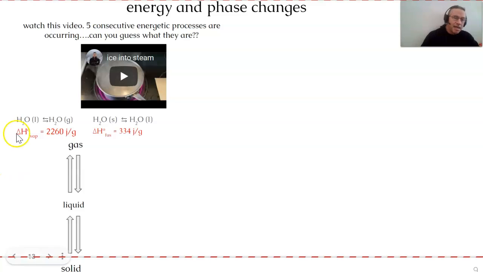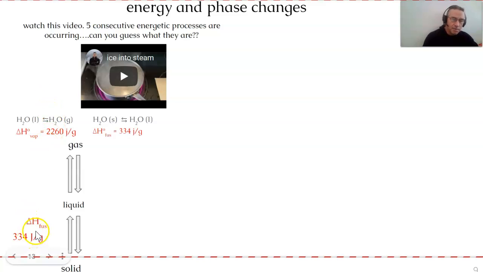We refer to these as, and watch the arrows, standard change in enthalpy of vaporization for boiling, and the standard change in enthalpy of fusion for melting, where enthalpy is simply the heat at constant pressure. Notice this is an open system, it's not sealed up, so we can use the term enthalpy rather than heat. Okay, so let's work our way up and down the ladder.